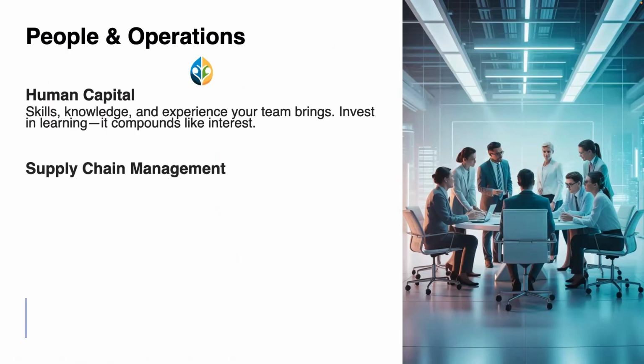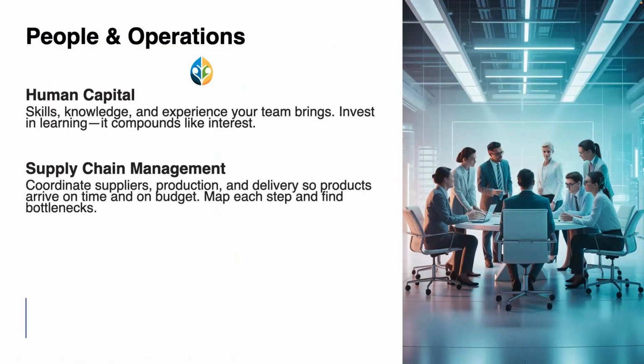Supply chain management. Map your supply chain, right? Coordinate with suppliers, production, and delivery so products arrive on time, preferably a little early, and on budget. Have you ever noticed that when you order something from Amazon or similar, they give you a delivery date, but the products seem to arrive a day or two early? Of course, as a client, you're happy, you're satisfied, and you see the value. All right. So map each step and find the bottlenecks in your supply chain management, whatever it is.